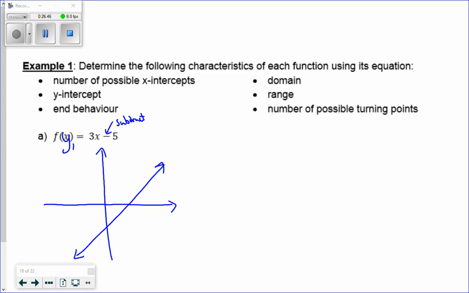So what is the number of x-intercepts? Not what are they, just how many are there? There's 1 x-intercept. So it didn't ask you to actually find it. It just says, what is it? Like, how many are there?